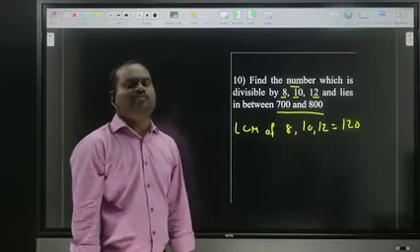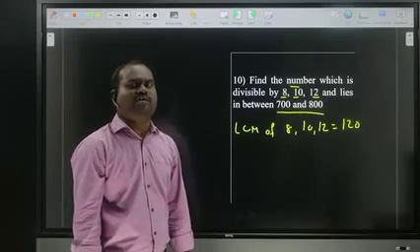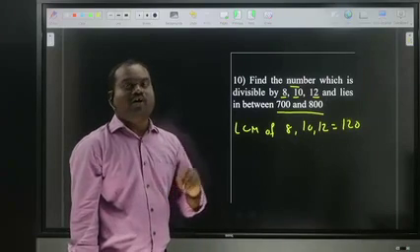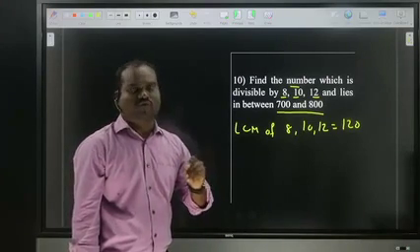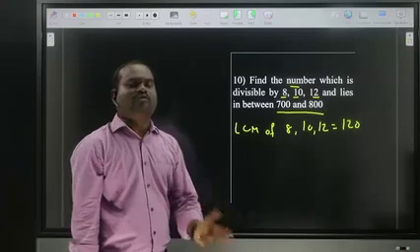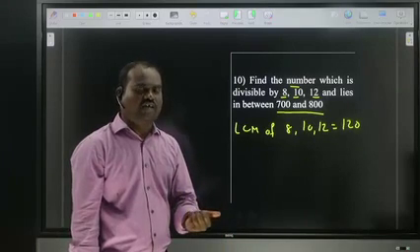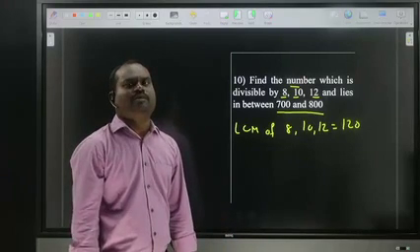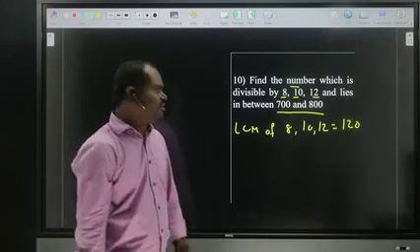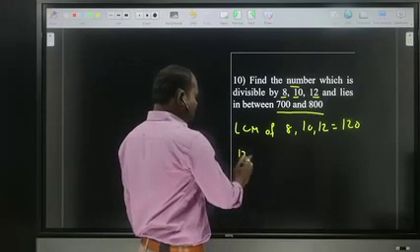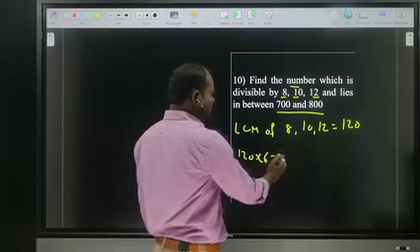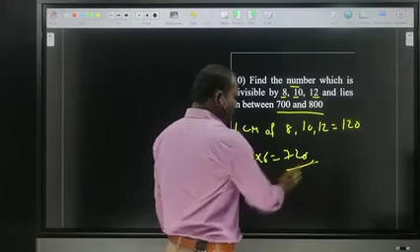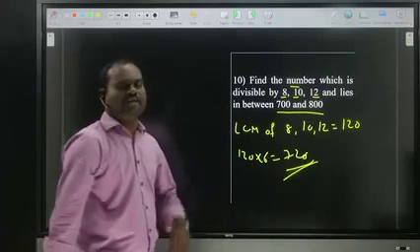In the 120 table: 120 ones are 120, 120 twos are 240, 120 threes are 360. In the 12 table, where is 70-something? 12 sixes are 72. That means 120 into 6, how much? 720. So the answer is 720. Just think like that.